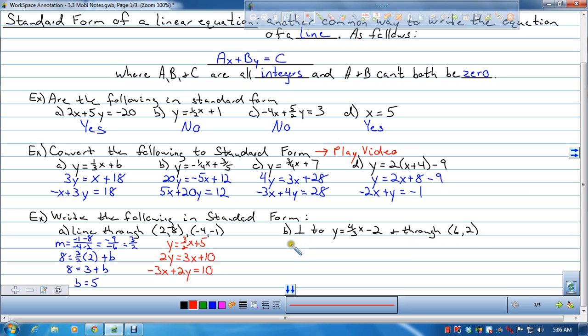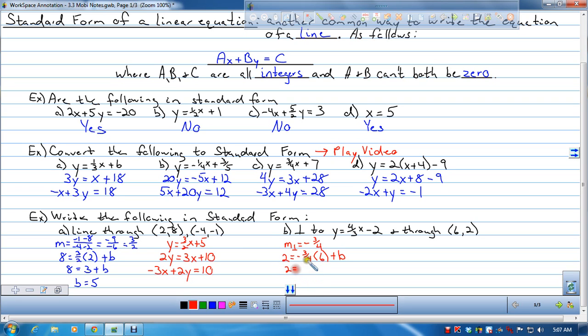So, first off, the slope of a line perpendicular to this line, remember the slope of a line perpendicular is the negative reciprocal, so negative, and then the reciprocal of 4/3 is 3/4. And now it's all the same procedure. I'm going to use this point, so y, which is 2, equals negative 3/4 times x, which is 6, and I don't know my y-intercept.